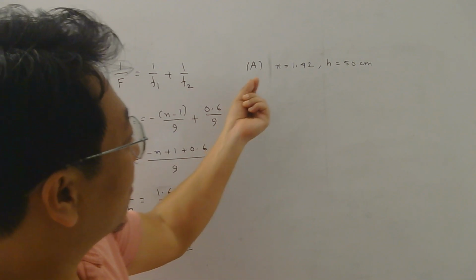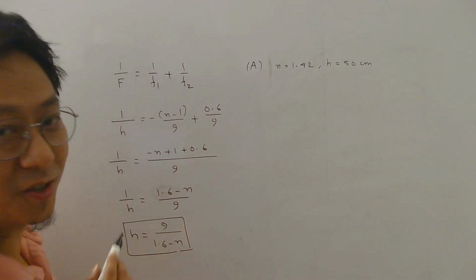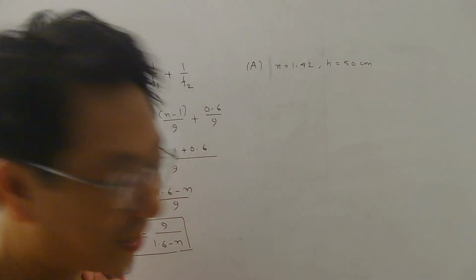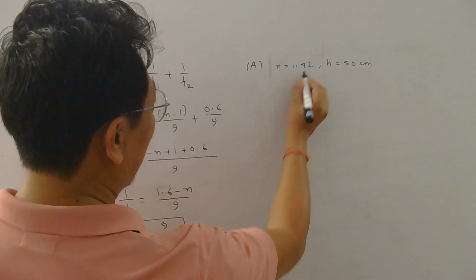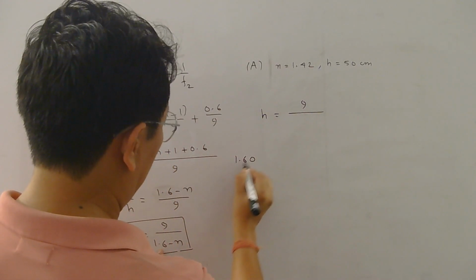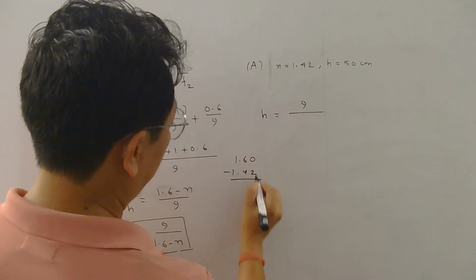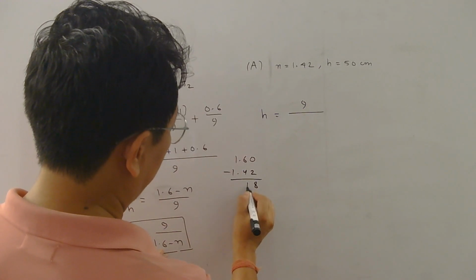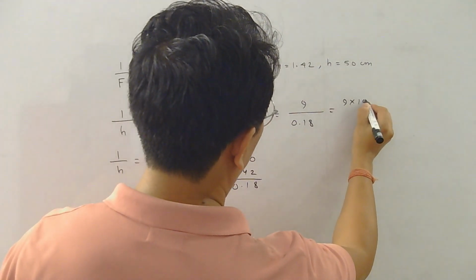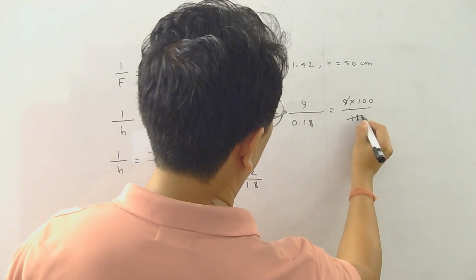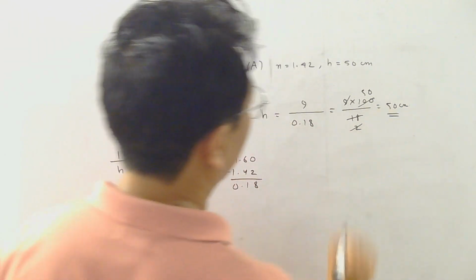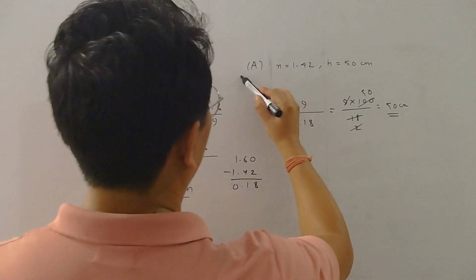Now let me check whether the first option satisfies this equation or not. The remaining three options, I request you to please try yourself. Okay. So n is 1.42. So what will be h? 1.6 minus 1.42, that will be 0.18. That is 900 by 18. 9 twos are 18, 50s are 100. So this is satisfying, right? So option A is correct.